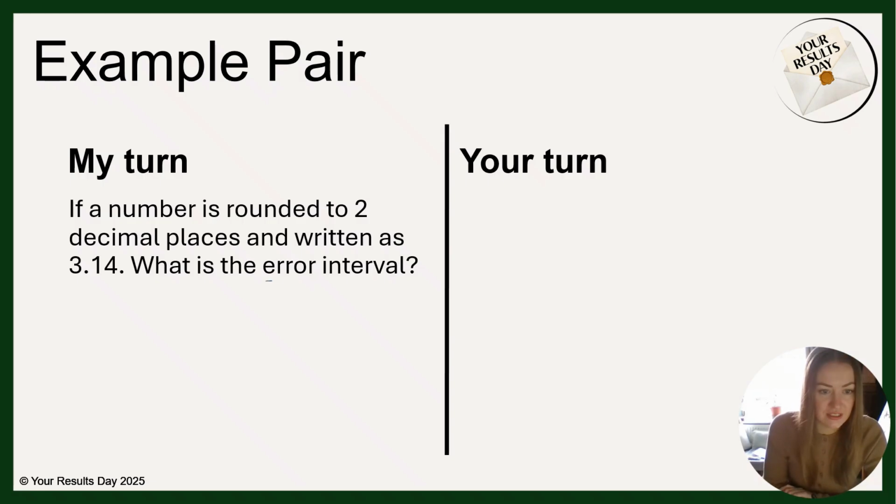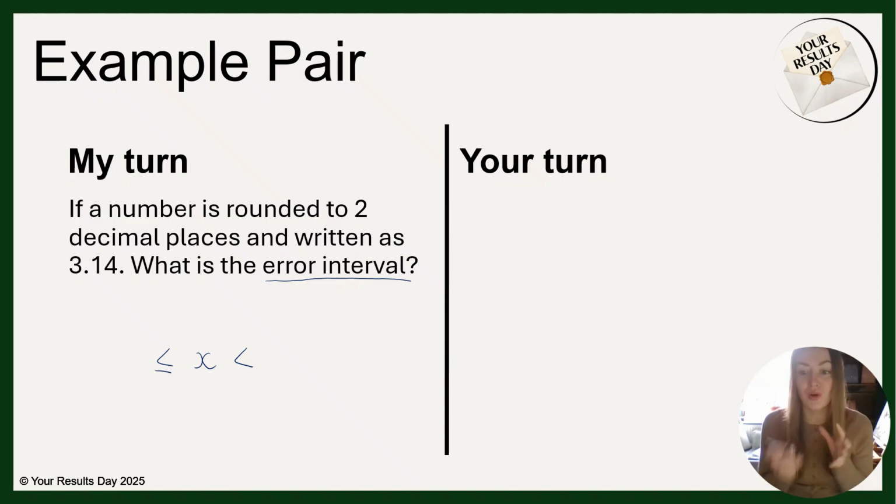If a number is rounded to 2 decimal places and is written as 3.14, what is the error interval? So notice this time it's asked for the error interval, which means I'm going to set myself up with my inequality ready to go. So before I've even thought about my numbers, it's always good practice to get yourself set up with what your answer should look like, so you know you're aiming towards the right thing.